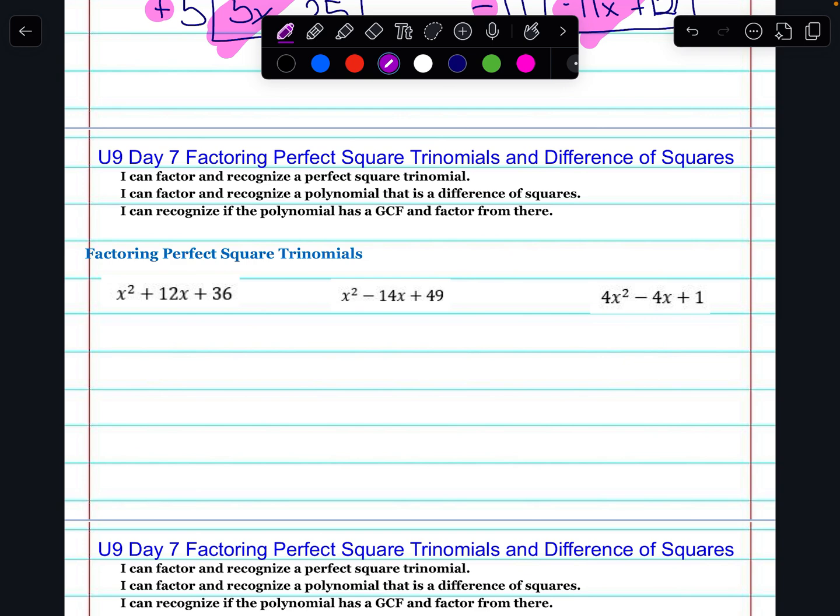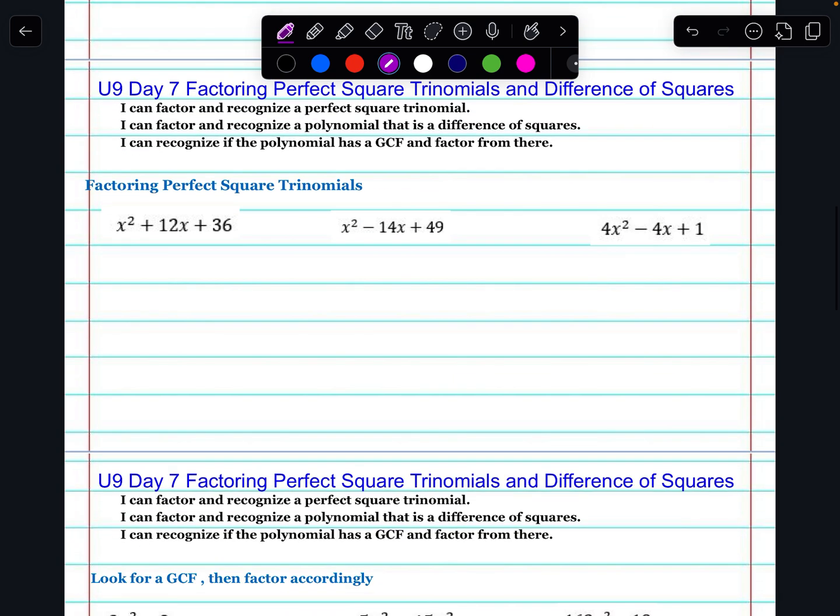You can notice this pattern and know it right away, or you can do your x method or your box method. Remember, the b goes here, and your AC goes on the bottom, and I need two numbers that multiply to equal 36, and add or subtract to equal 12. Well, you'll notice that it's going to be 6 and 6. If I take the square root of 36, that's 6. And if I add 6 to 6, that doubles to make it 12.